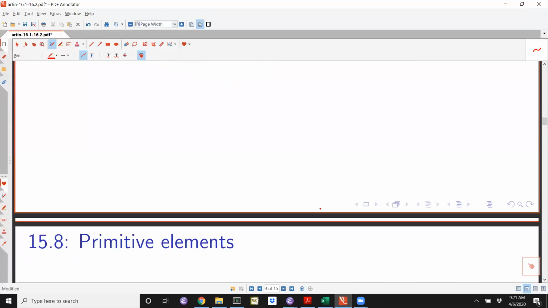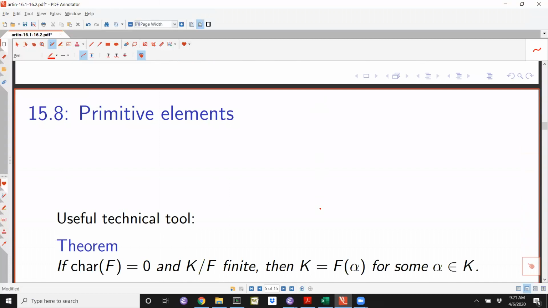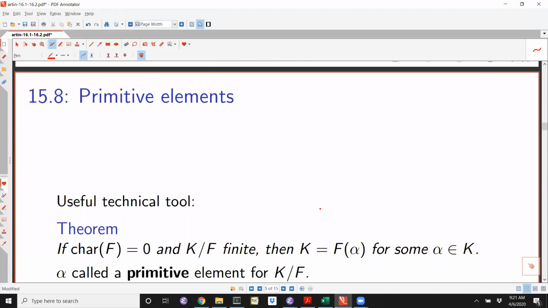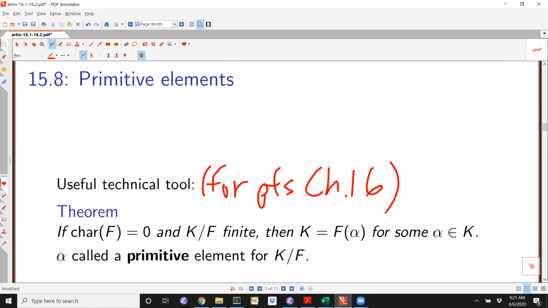So let's move on to, oh right, but before we get to chapter 16, there's something I forgot that we had to do in chapter 15. It doesn't really pop up in the calculations so much as it's a sort of useful technical tool for proofs in chapter 16. And that's the following thing.